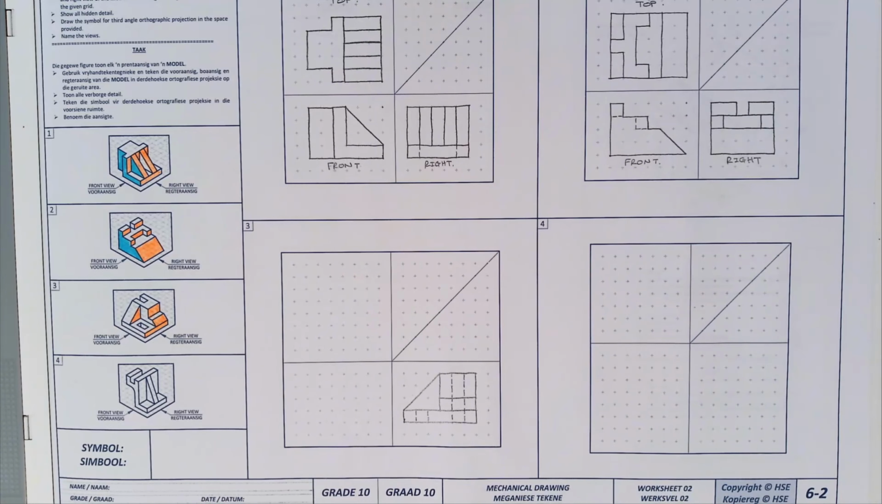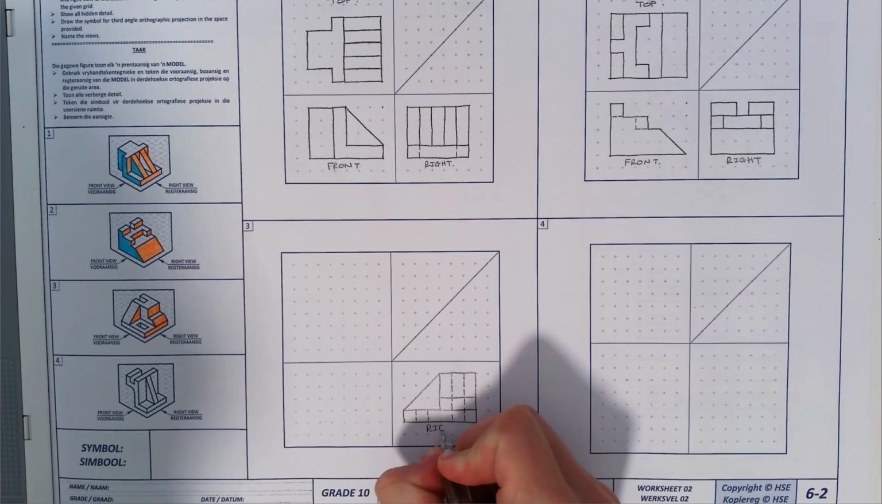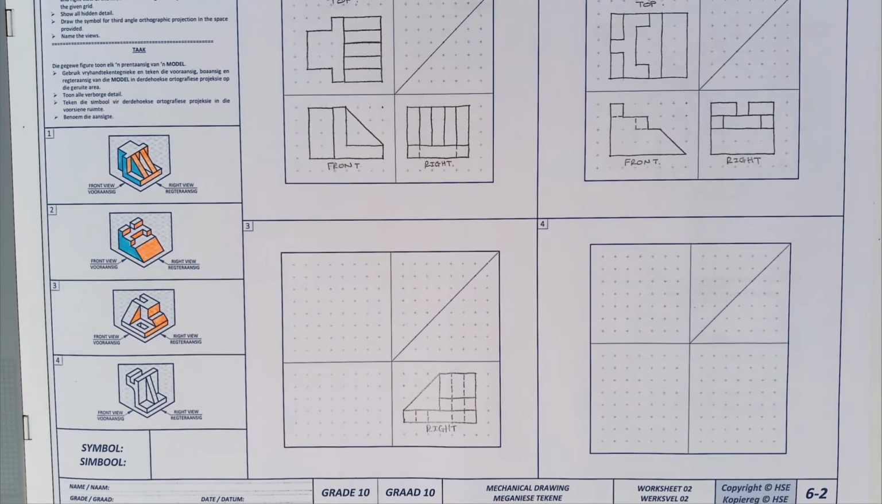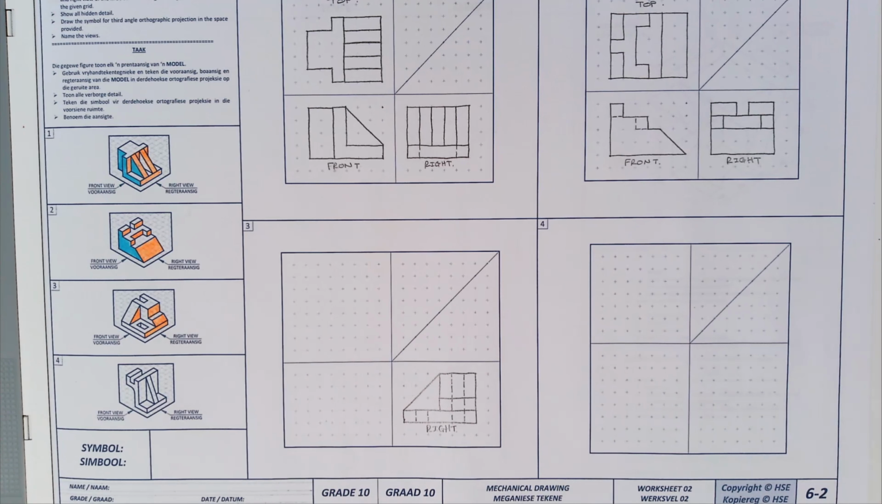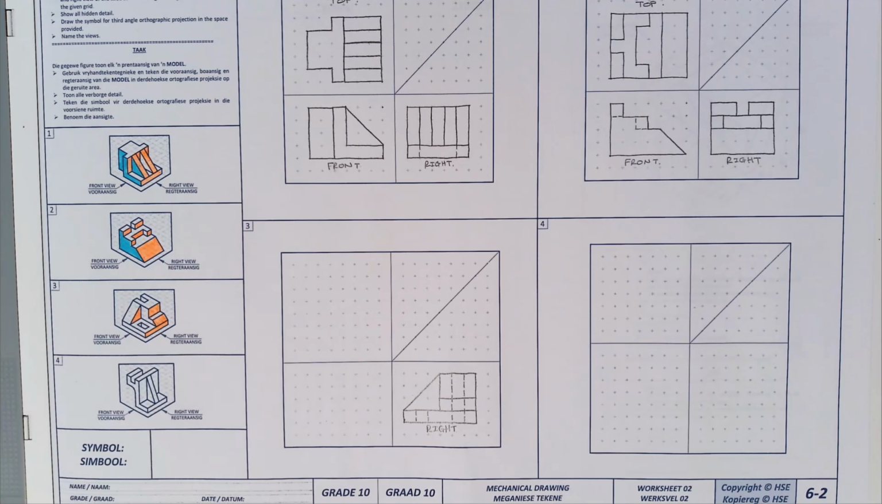There's the groove. We need to name this view. This is your right view. In capital letters, we write right view. Now let's move to the front view. The front view can be seen in this direction.